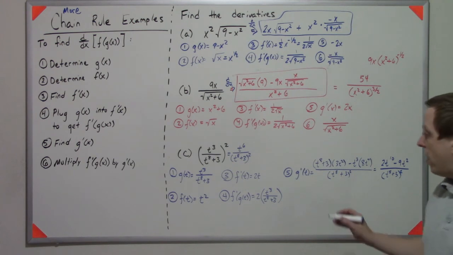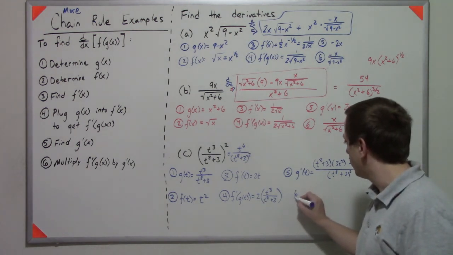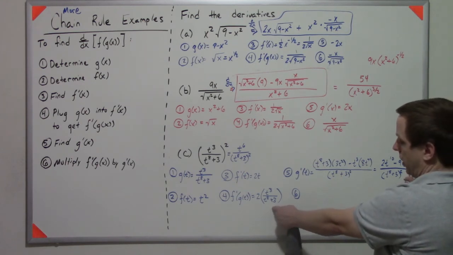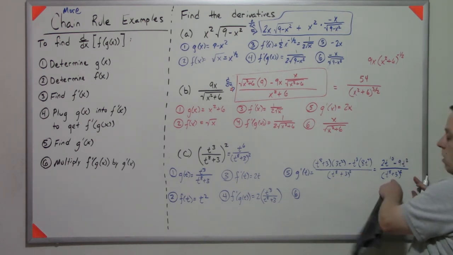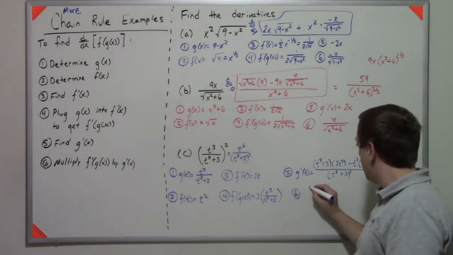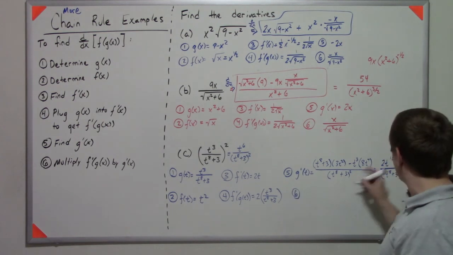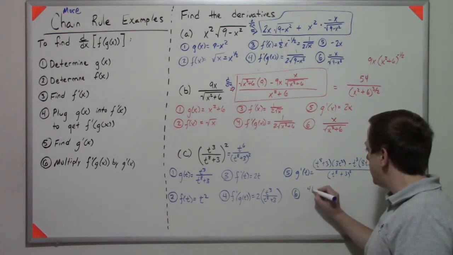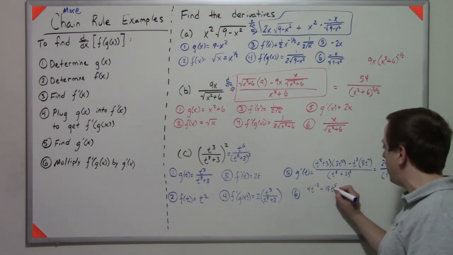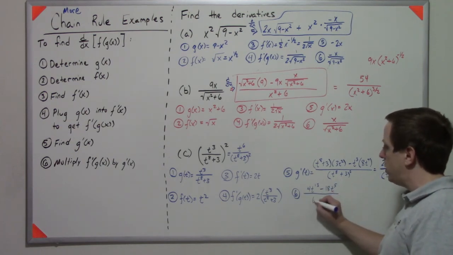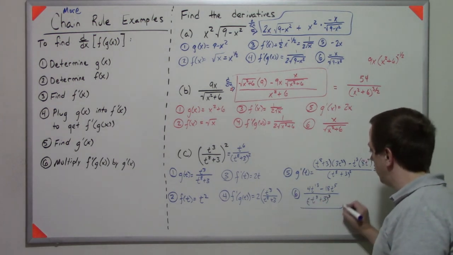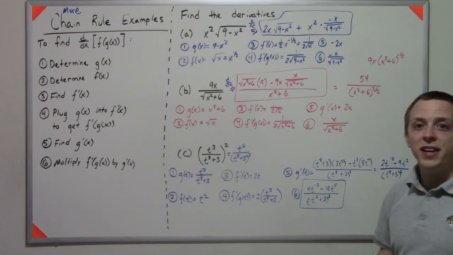So then my final answer is these two things multiplied together. So I have a t to the 8th plus 3 here and a t to the 8th plus 3 there. And I have a 2 here, and a t cubed here, so that's going to be 4t to the 13th minus 18t to the 5th all over t to the 8th plus 3 cubed. That's big honkin' nasty, isn't it?